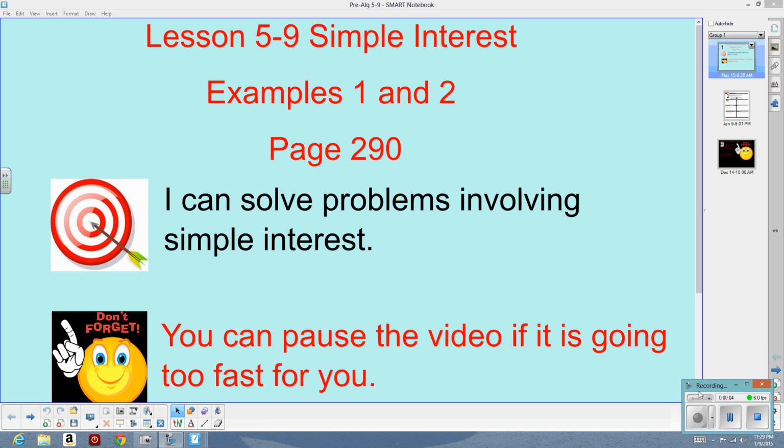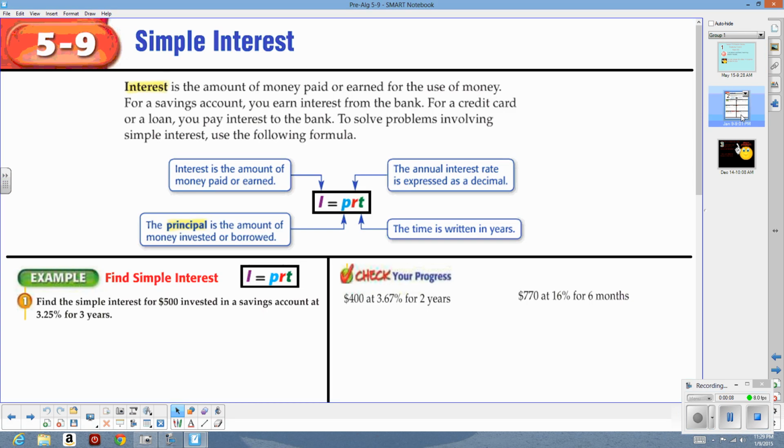In Lesson 5-9, you will solve problems involving simple interest. Interest is the amount of money paid or earned for the use of money. For a savings account, you earn interest from the bank. For a credit card or loan, you pay interest to the bank.